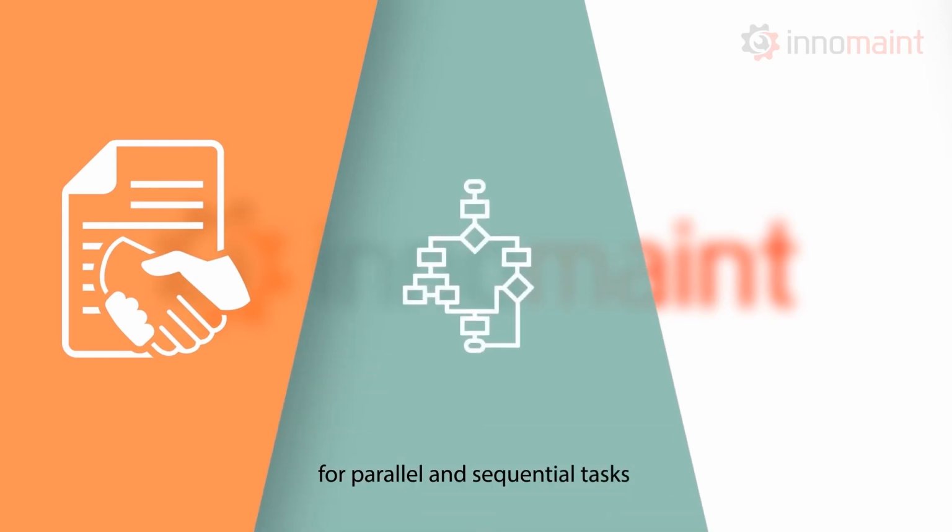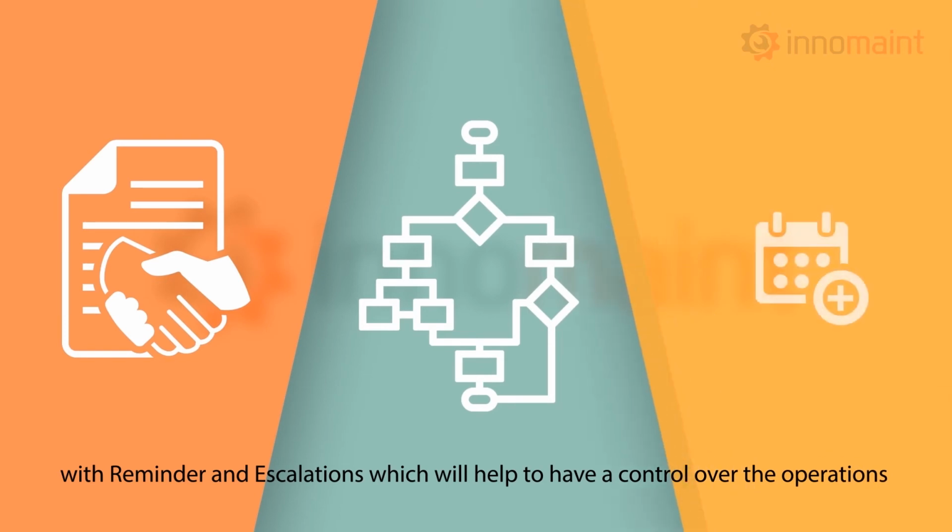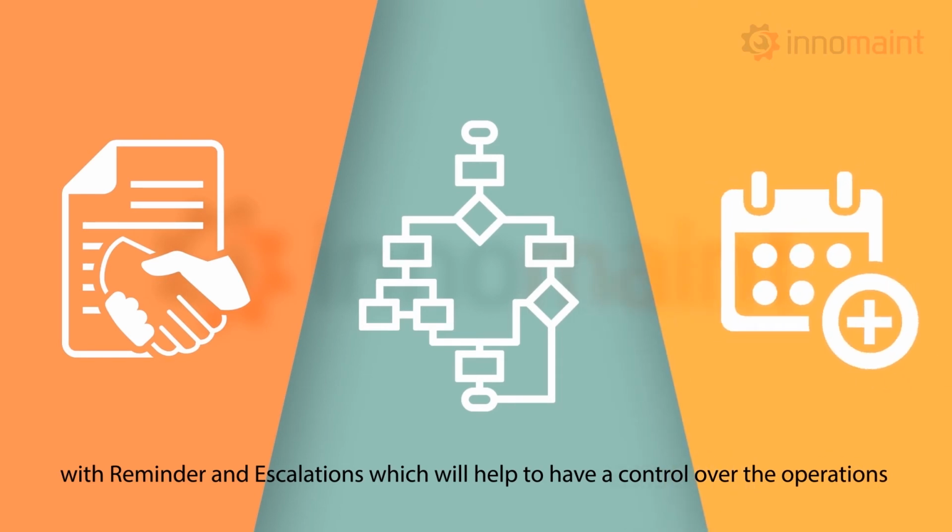InnoMaint will also help to set up the SLA for each activity, for parallel and sequential tasks, with reminder and escalation, which will help to have control over the operations.